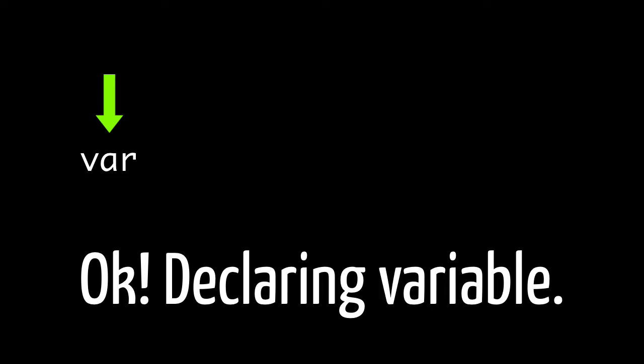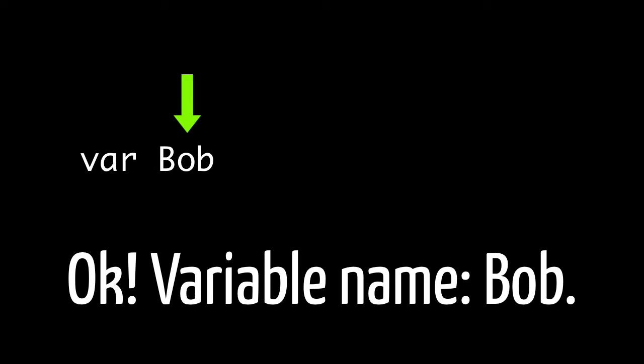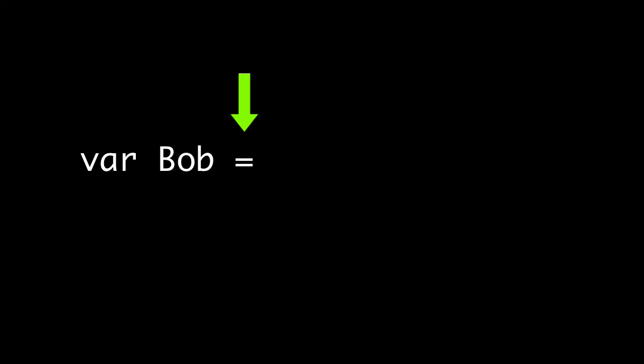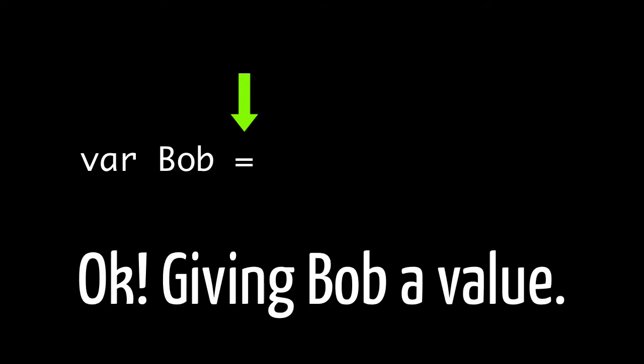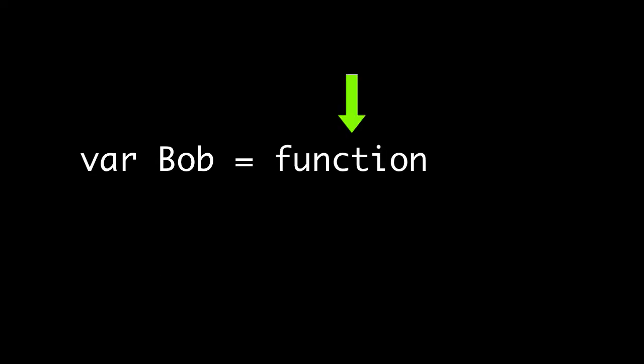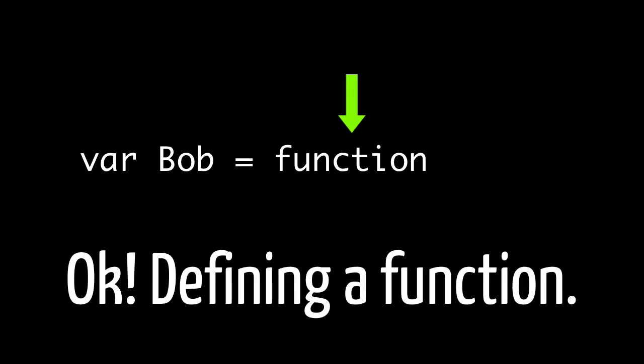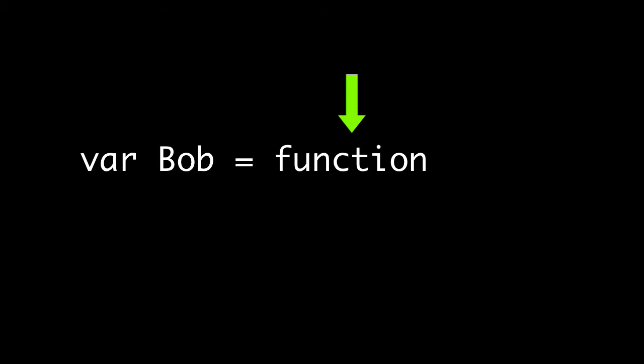In this instance, it first sees the token var, and it says, oh, okay, so you're declaring a variable. And then it sees the token Bob, and it says, okay, so the variable's name is going to be called Bob. And then it sees the equal sign, and then it says, okay, so we're going to initialize this variable's value to something. Then it sees function, and then it says, okay, so we're beginning to define a function here, and so forth, and so forth.